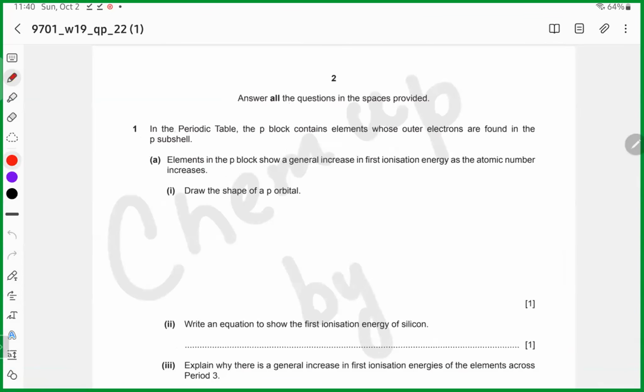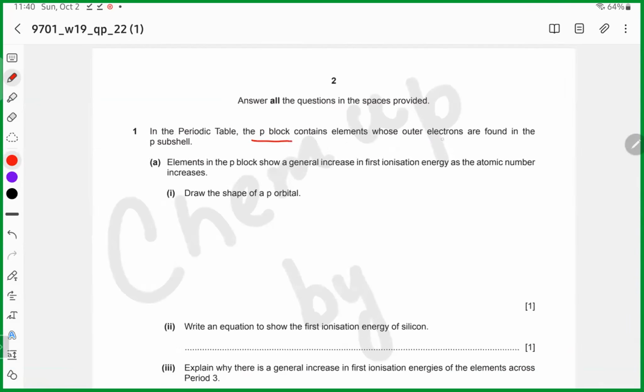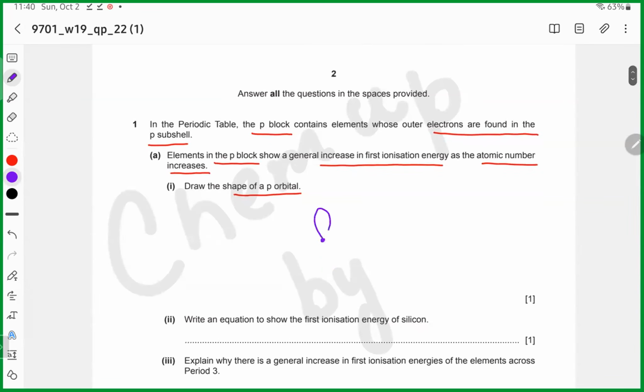Let's start. In the periodic table, the p block contains elements whose outer electrons are found in the p subshell. Elements in the p block show a general increase in first ionization energy as the atomic number increases. Draw the shape of a p orbital. They have asked you to draw the shape of a p orbital. So you just need to draw two equal lobes like this. They must be equal. Is this clear?